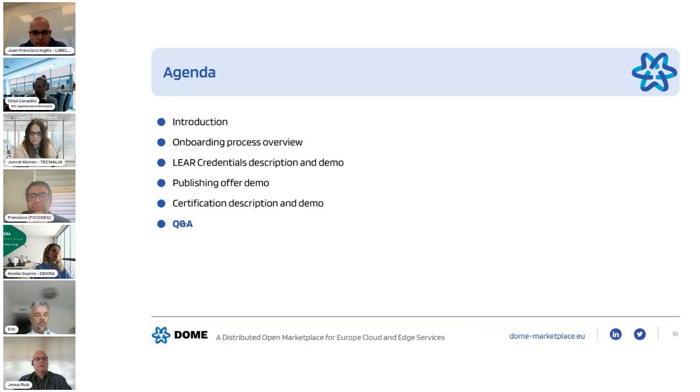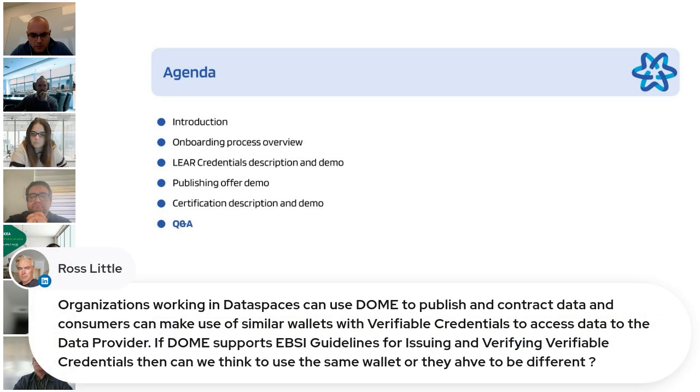And then the last question from Ross is about data spaces. Organizations working in data spaces can use DOM to publish and contract data, and consumers can make use of similar wallets with verifiable credentials to access the data.